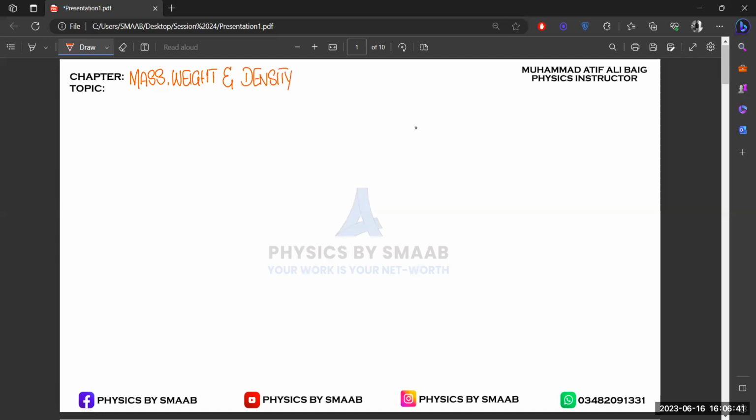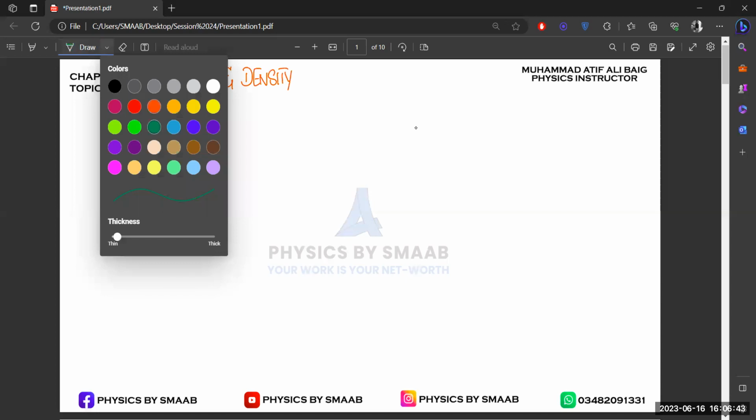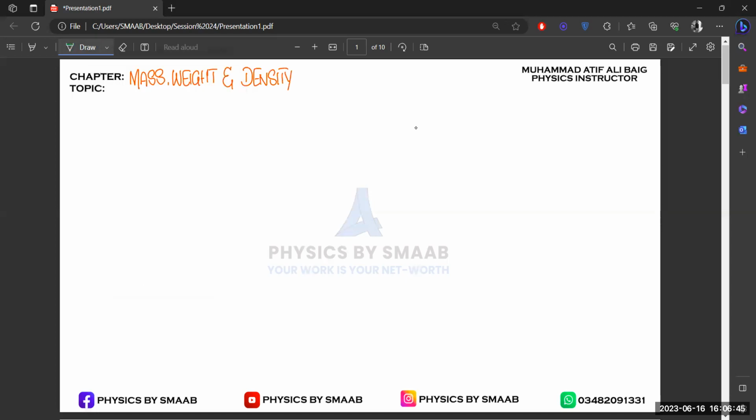Okay, so in the chapter mass, weight, and density, let's start with the first concept. The first concept is that you need to know the difference between mass and weight, because mostly we consider that mass and weight are the same quantities.